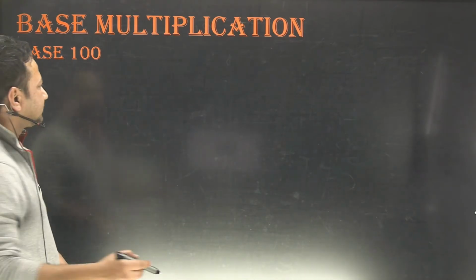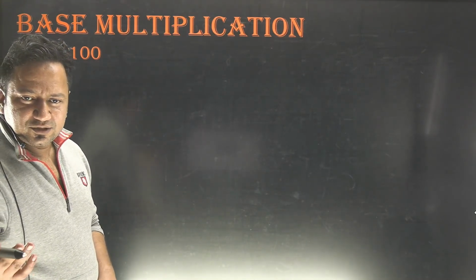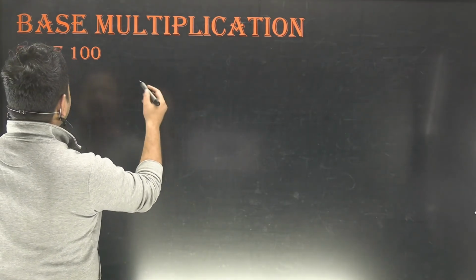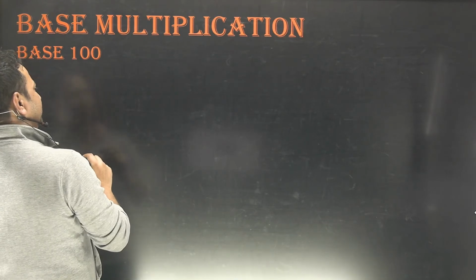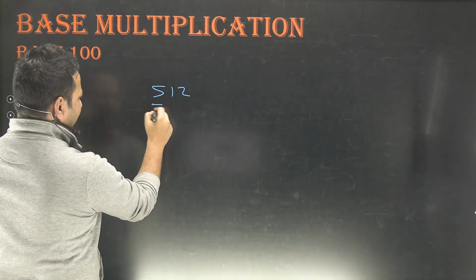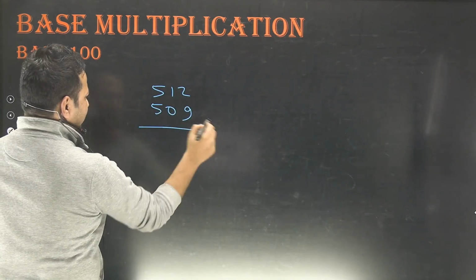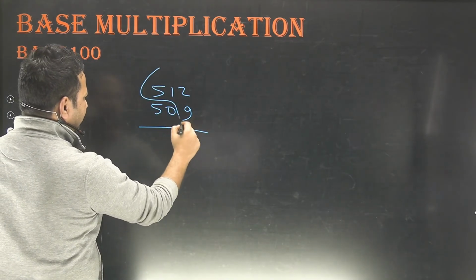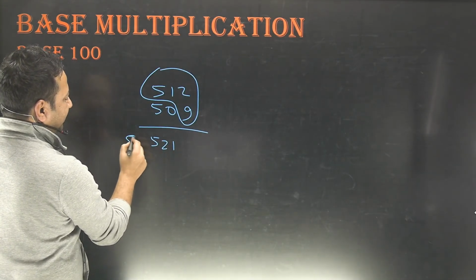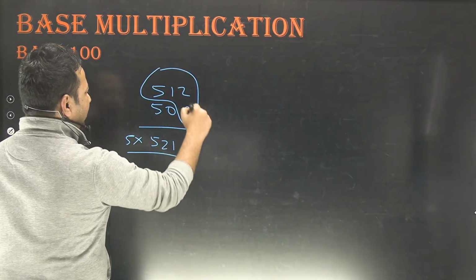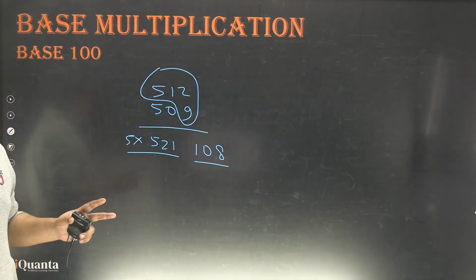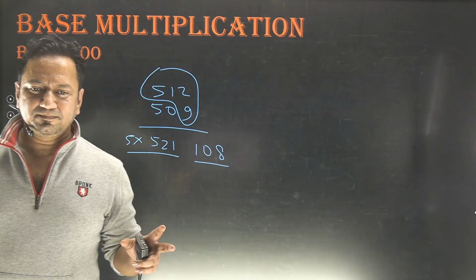Okay, what was the number? I should explain it again. Any number I can take. For example, let's say I'm taking, what should I take? 512 multiplied by 509. Look at this. 512 plus 9 is 521. We need to multiply this by 5. Is that right? And 12 into 9 is 108. So far so good. Till here you guys have understood?